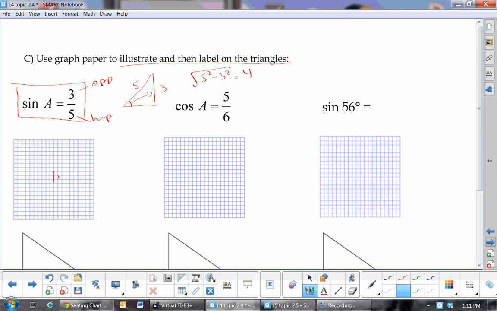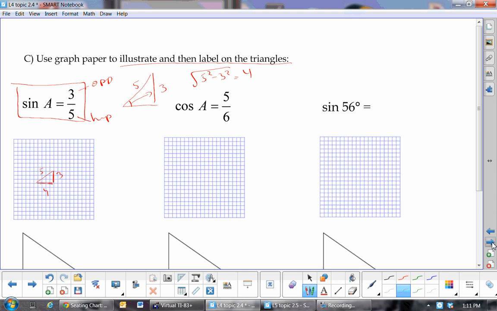So if this was 3, then this would have been 1, 2, 3, 4. Okay, so if that was 3, this is 4. Then you could see this would be 5. So that would actually be the accurate triangle. See, with opposite and adjacent, it was easy. They gave us the x and the y. But now when they give us the hypotenuse, we got to go figure it out.